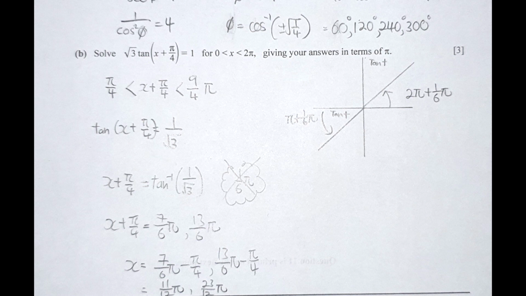So what this means is that, remember the 1 over 6 pi that was disqualified earlier, you can now take 2 pi plus 1 over 6 pi to identify your next possible result. So through this, you will get 13 over 6 pi, minus your pi over 4, then you will get your results as 11 over 12 pi and 23 over 12 pi. And this will be your final answer.